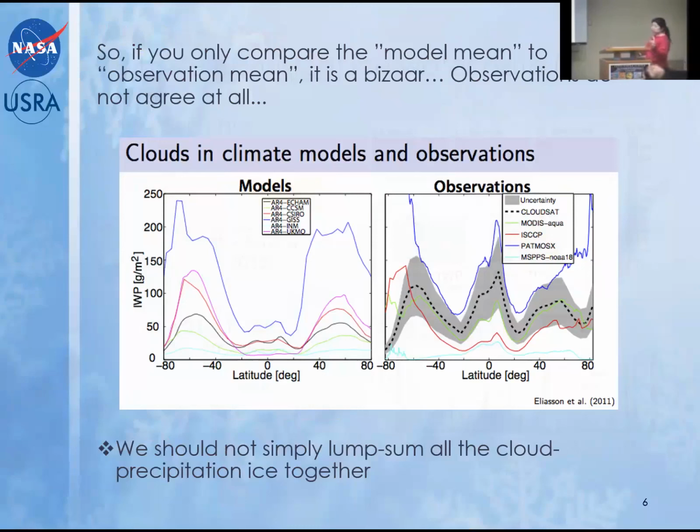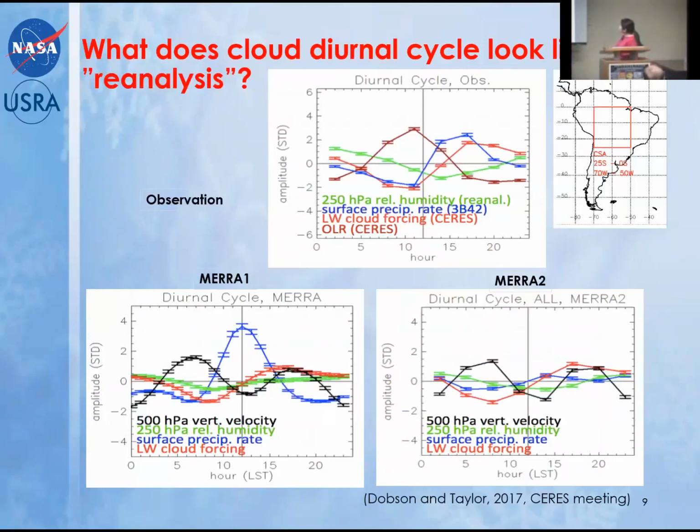We know that in GCMs, the cloud diurnal cycle looks not good. But what about reanalysis? We usually think reanalysis are good. Well, this is a comparison done by Dobson and Taylor. They pick up these Amazon convection active region, and this blue line is the surface precipitation rate they get from TRMM. From TRMM data, you can see it peaks around afternoon, around 17 local time.